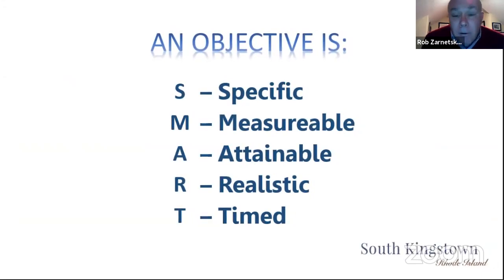An objective is very specific. We're looking for objectives that we can execute in the next year or two. They're specific, they're measurable, they're attainable, they're realistic, and they're timed. I'm suggesting a time frame of a year or two.